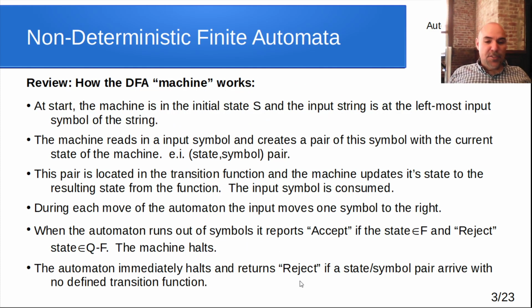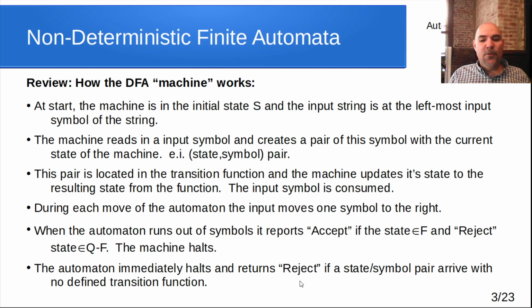If you remember how the machine works, you start in the start state, you read a symbol off of the string, and you look up the state you're in and the symbol you got in the transition function, which makes the machine move to a new state. You repeat that process, read the next symbol, look up the state and symbol in the transition function, transition, until you run out of characters in the string. Once you run out of characters, if you're in a final state, you report accept, or yes. If you're in a non-final state, you report no.